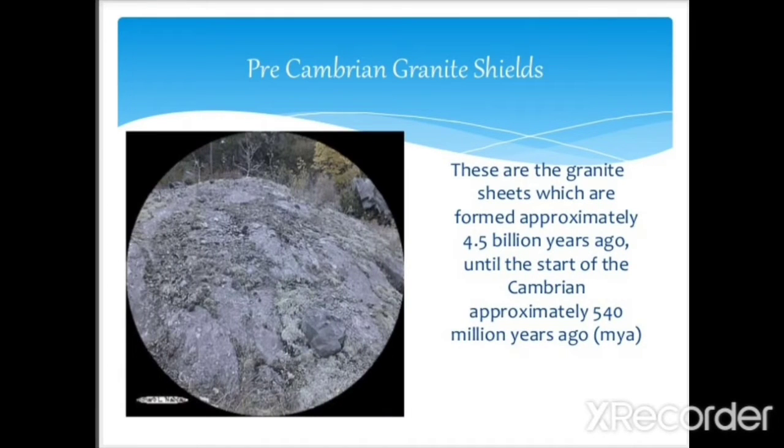Precambrian granite shields. What are they? These are the granite shields which were formed approximately 4.5 billion years ago until the start of the Cambrian approximately 540 million years ago.